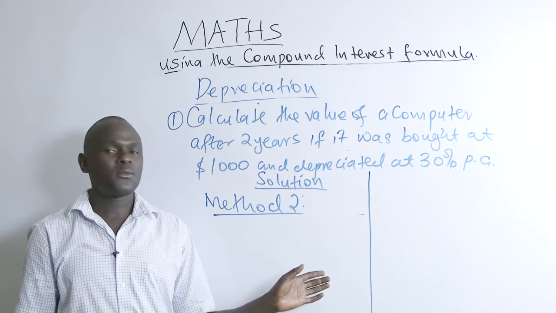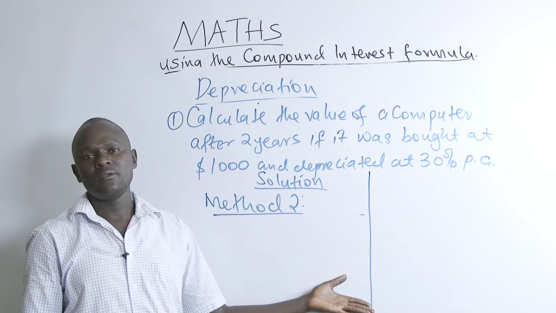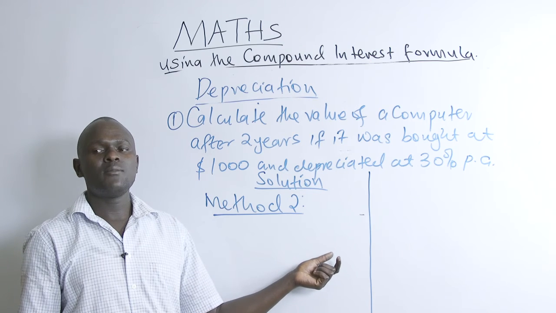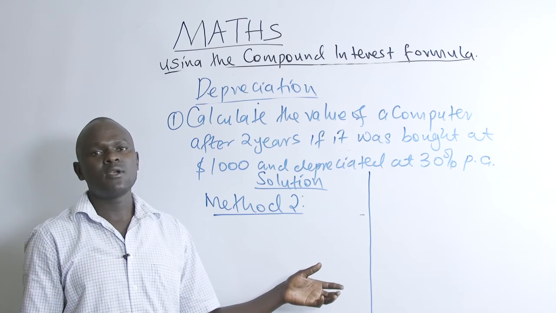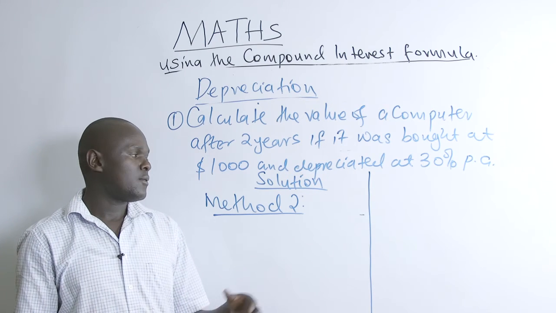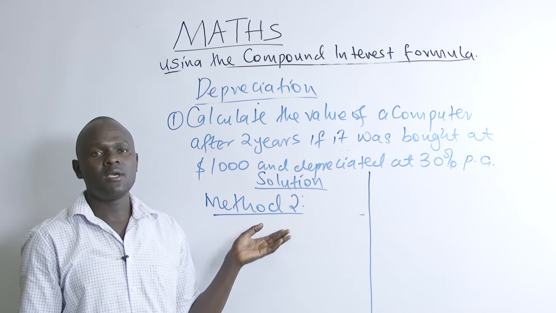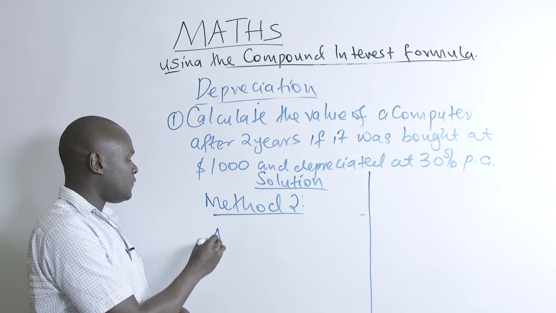Remember, the first method has its disadvantages. It is advantageous when we are talking over a small number of periods, maybe 1 or 2 periods. But when we lengthen the number of periods, you discover that it is tedious. That is when we require another method, that is method 2, where we apply the compound interest formula.